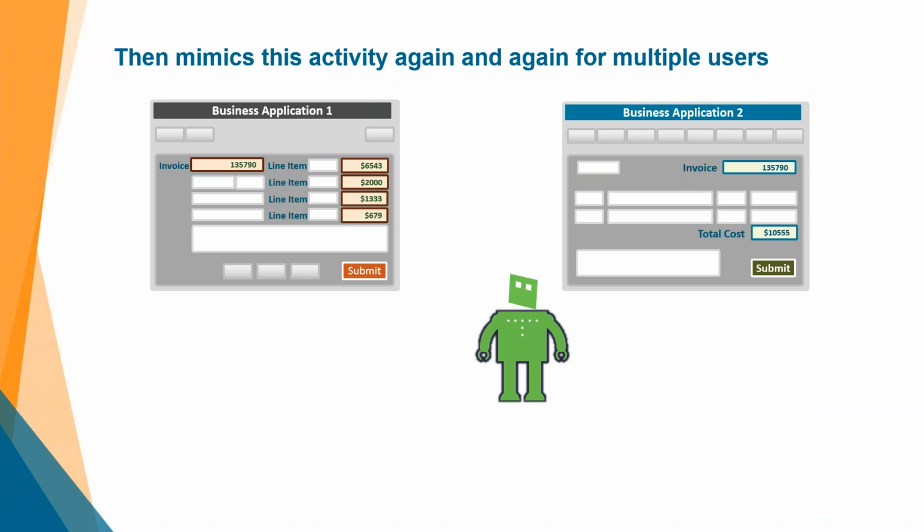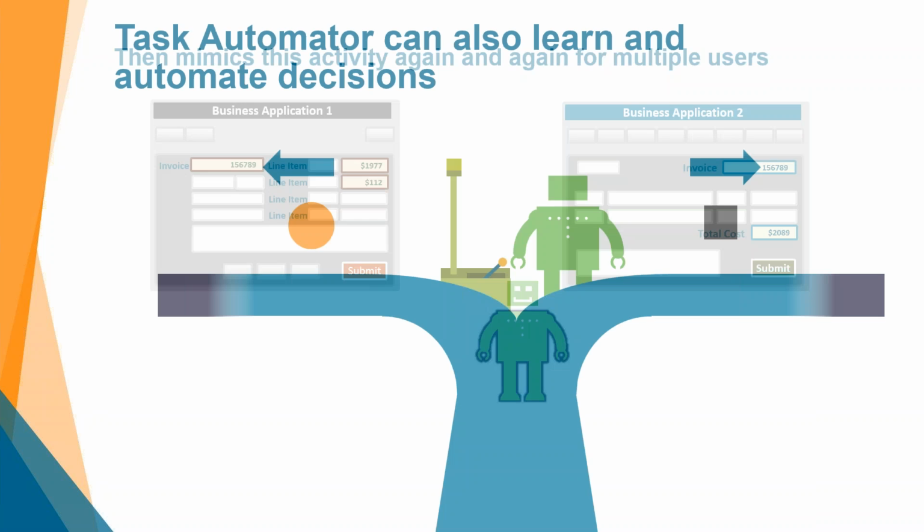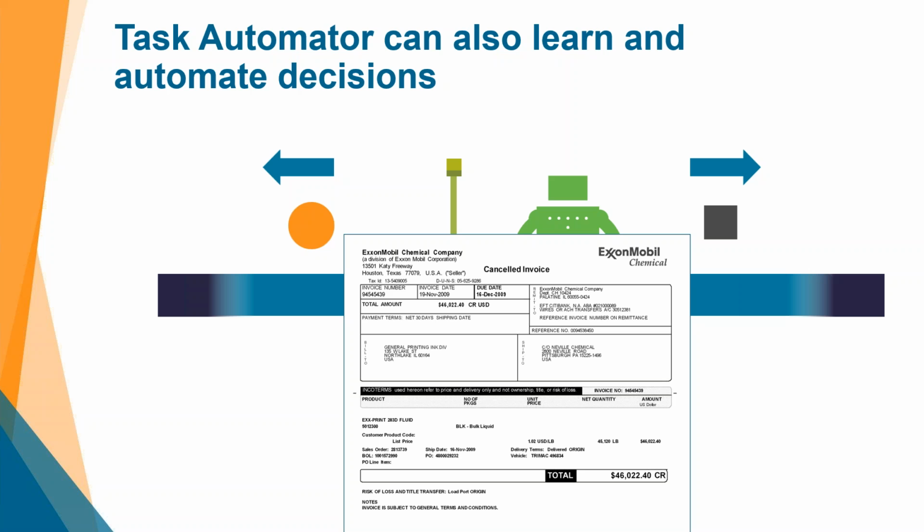Then it moves to the next instance and performs the function again, and the next, continuing to perform its task without prompting. But what happens when the data is not always the same? Well, bots are very good at performing repetitive rule-based tasks. They will not get bored, and they don't make mistakes. However, they don't handle exceptions very well.